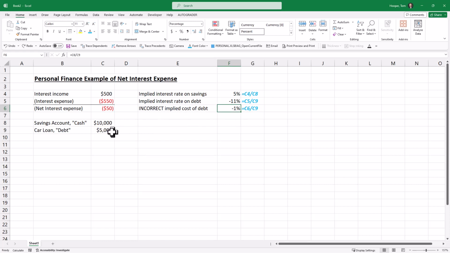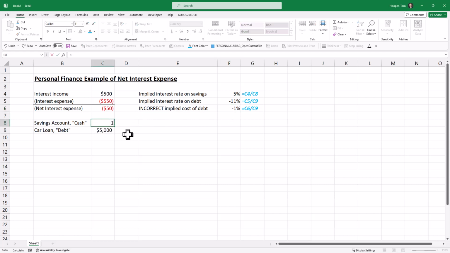But imagine if, in fact, I had $11,000 in savings. In this case, my net interest is 0%. And my calculation over here is even more worthless, if it can be more worthless. So net interest expense, as you can tell here, is meaningless. That's the whole point of this video.